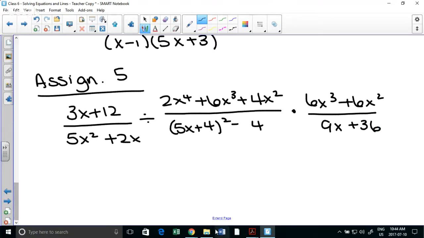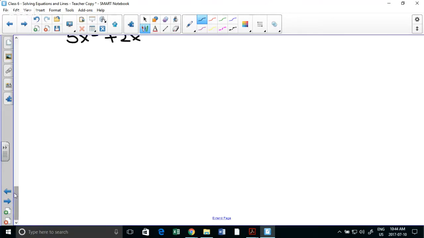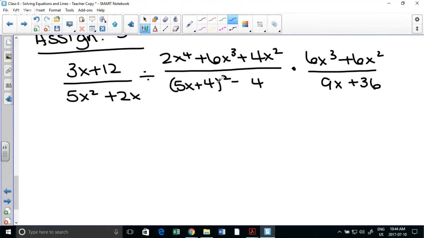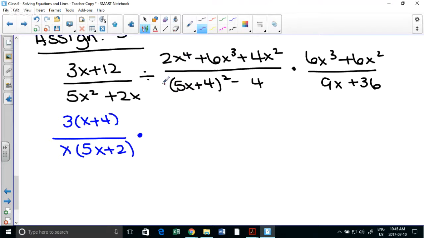So essentially all you're doing here is you're going to factor everything. So here I can pull out a 3, x plus 4, and I can pull out here an x, 5x plus 2. I'm going to change this to a multiplication, which means that I'm flipping these. Now this one is the most difficult part of this. So here I get 5x plus 4 squared minus 4. That's a difference of squares.